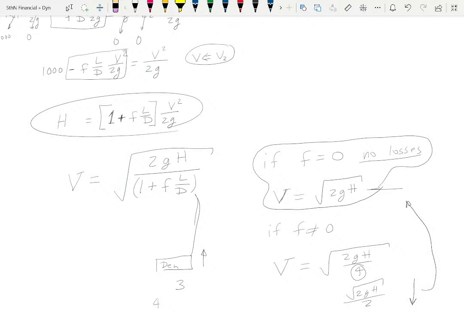And so as you increase f, or the length of the pipe, or decrease the diameter, that whole term on the bottom is going to climb. And you're going to get a lower velocity. How much lower? I don't know. Let's find out.